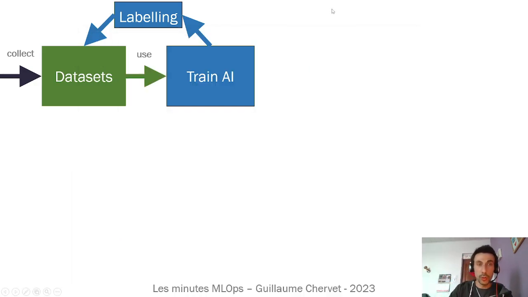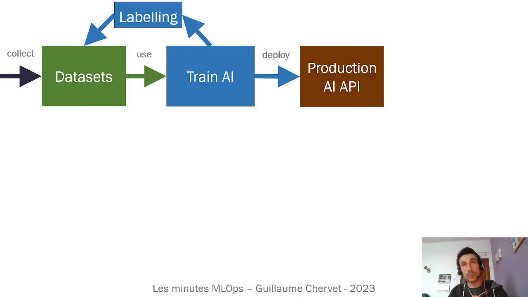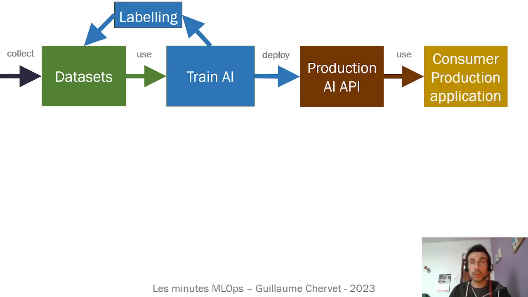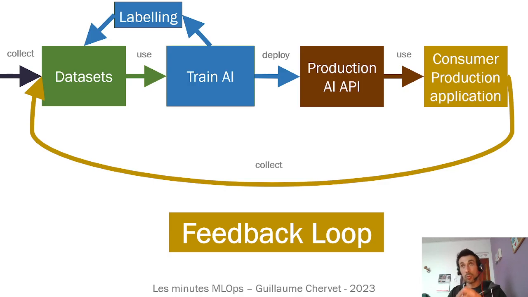Once you've trained an AI, you can deploy it in production as an API. Once it's deployed in production, you can consume it via a consumer who will be able to call cats and dogs and send us PDFs to retrieve the prediction results. And here's something that's very important to put in place, what we call the feedback loop, because the data will evolve over time.